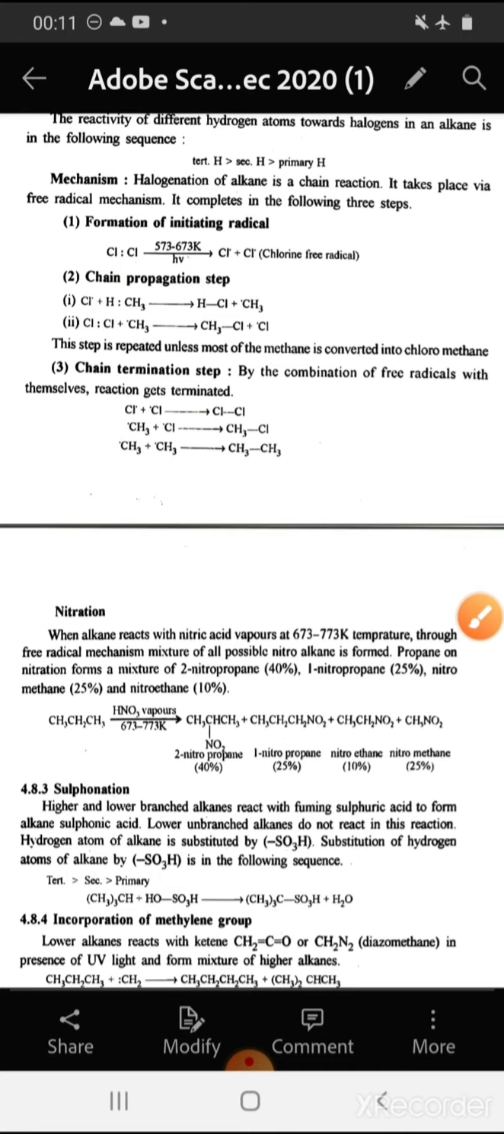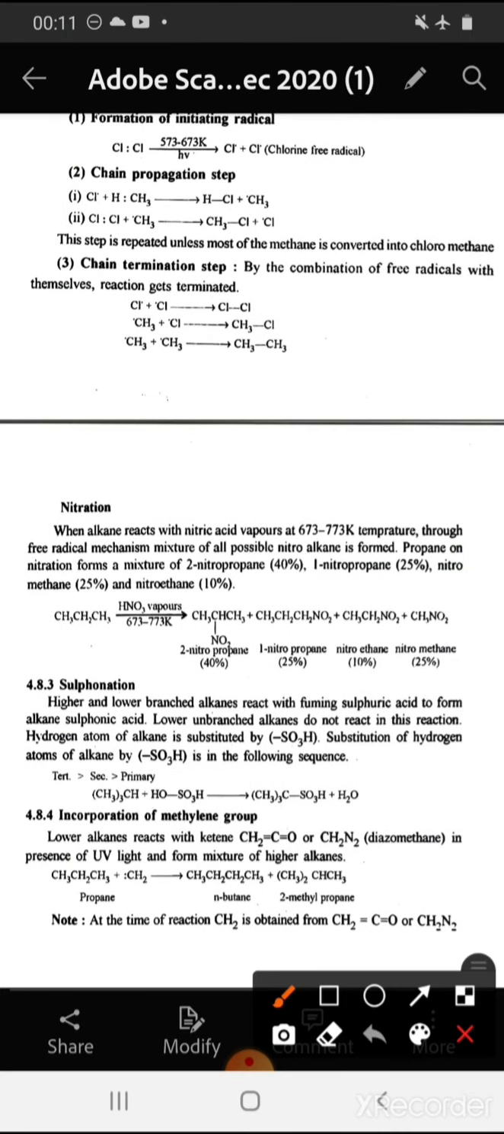Now the third step is the chain termination step. In this chain termination step, the free radicals combine with themselves and the reaction gets terminated. 2 chlorine free radicals combine to give a chlorine molecule. 1 methyl free radical and 1 chlorine free radical combine to give chloromethane. And 2 methyl free radicals combine together to give 1 molecule of ethane.